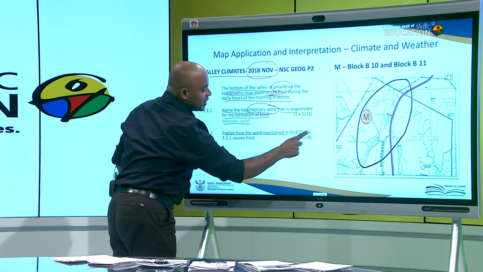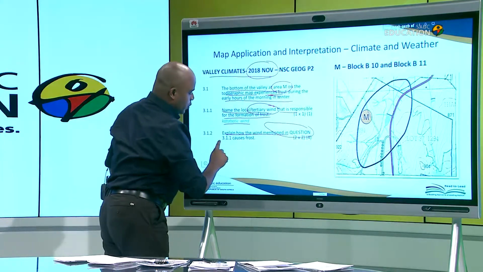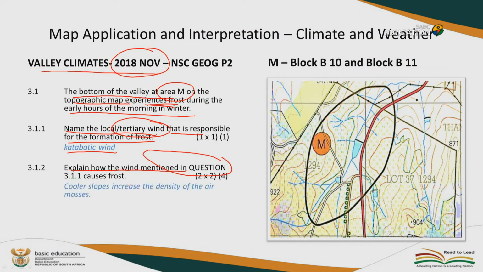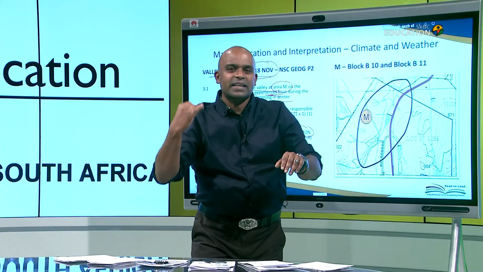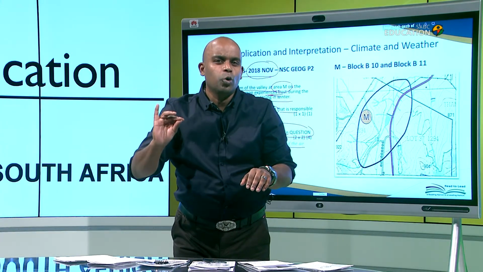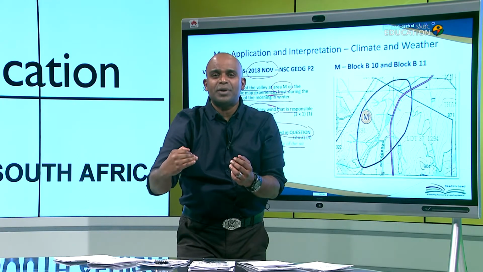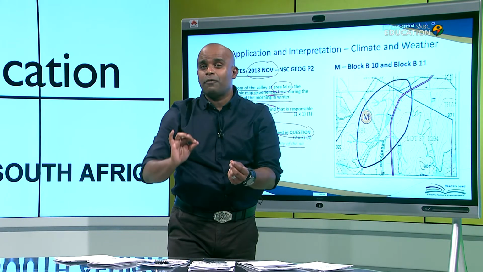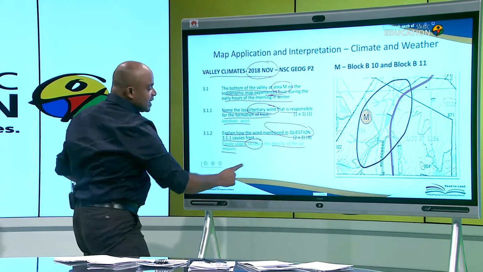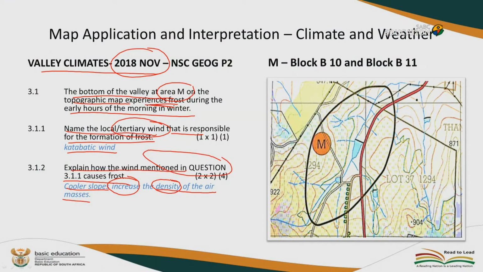Explain how the wind mentioned in question 3.1 causes frost. The following factors are applicable. Cooler slopes increase the density of air masses. So what is this saying to us? It is saying to us that at night, the slopes are cooler because of the lower temperatures. This forces air molecules to descend because of the force of gravity. And what happens? Its density increases. Therefore, it's forced to move down.